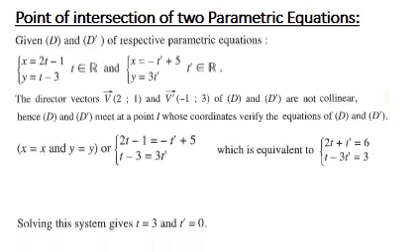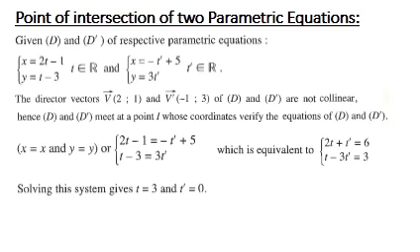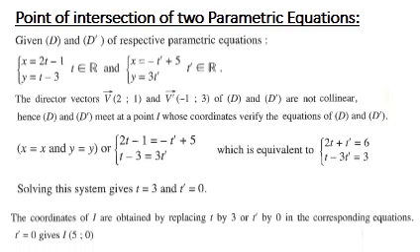So you solve it normally, you are going to get t equals 3 and t prime equals 0. Now, if you replace the value of t in the first equation, or if you replace the value of t prime in the second equation, in both cases you are going to get the same answer, which is (5, 0). So whether you replace t in the first equation or t prime in the second equation, you get the same point of intersection, which is (5, 0).